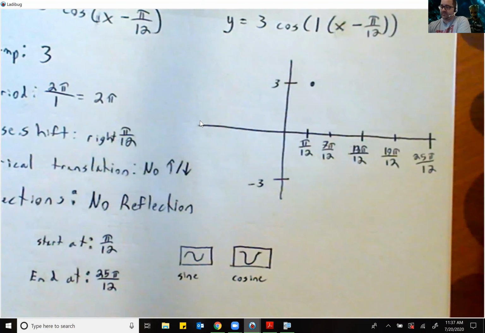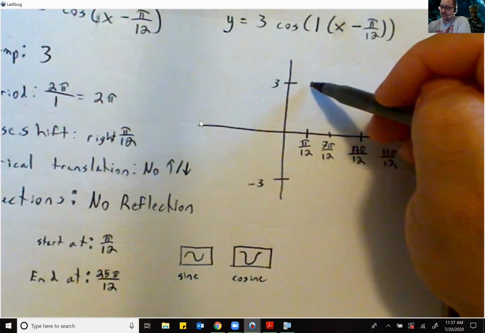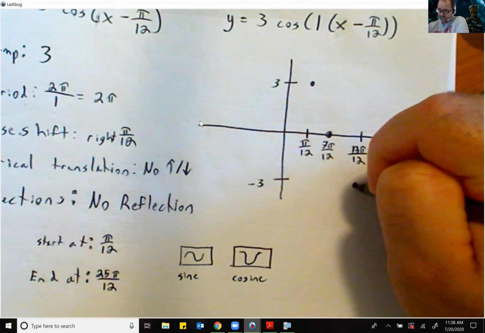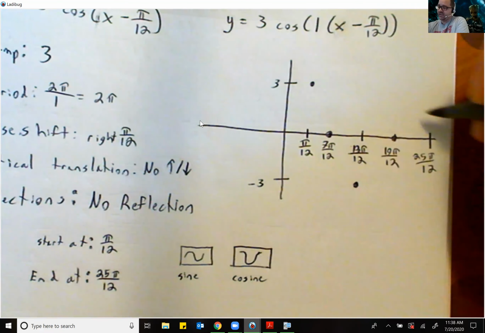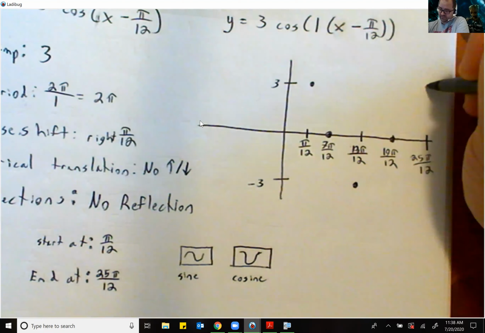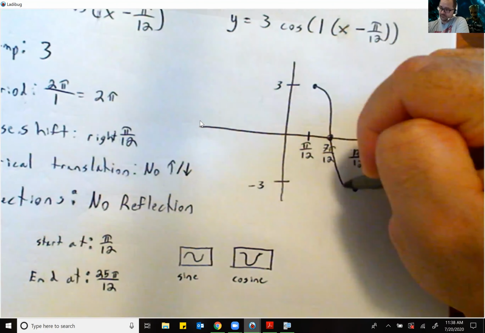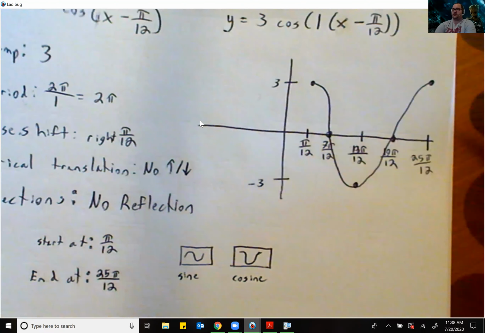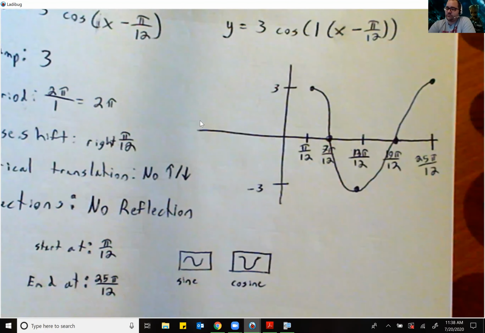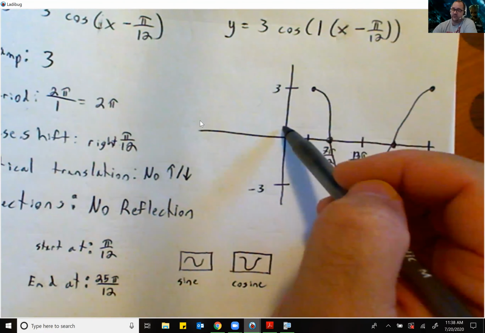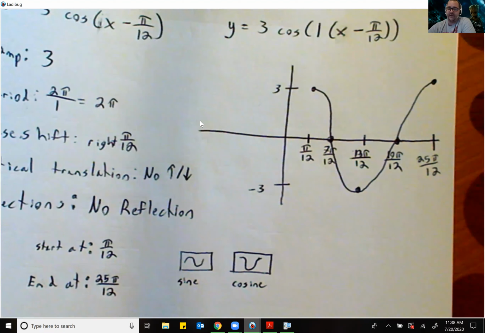So at pi over 12, it's up at the amplitude. Then it comes down and hits the axis. Then it comes down and hits the amplitude. Then it comes back up. It hits the axis. And then it ends up at the amplitude. And it just keeps repeating that. So it goes down and then up, just like that. And then, of course, it would come down and hit the x-axis somewhere in here, or hit the y-axis somewhere up here, and things like that. But that's generally what the graph looks like.